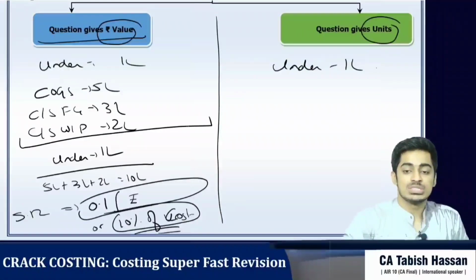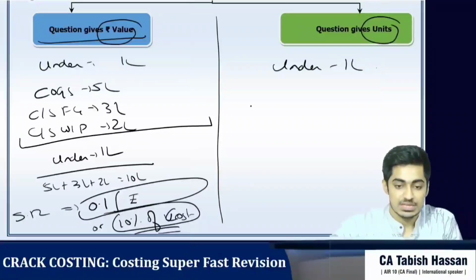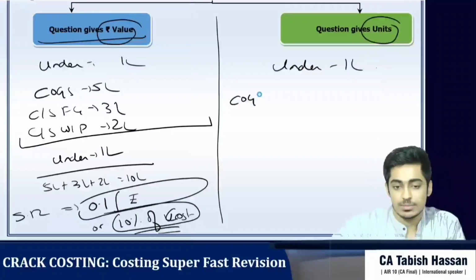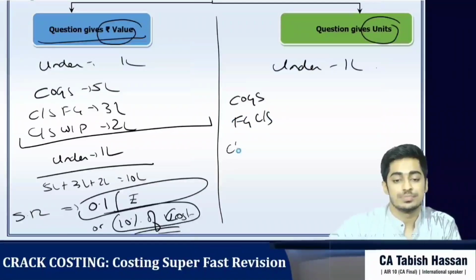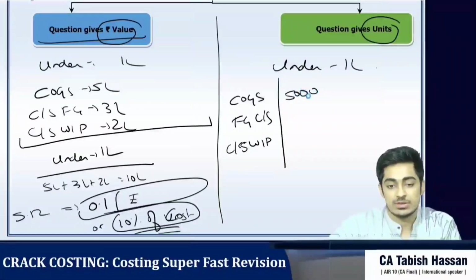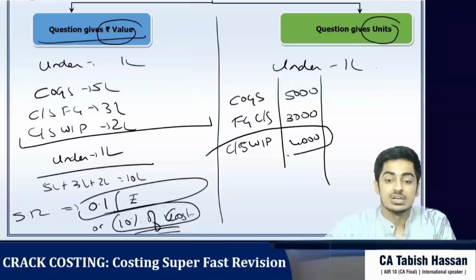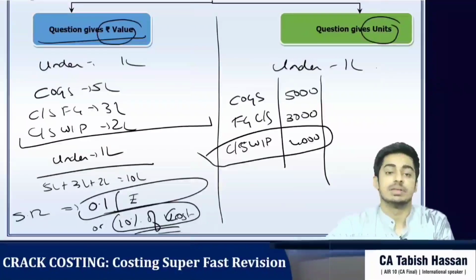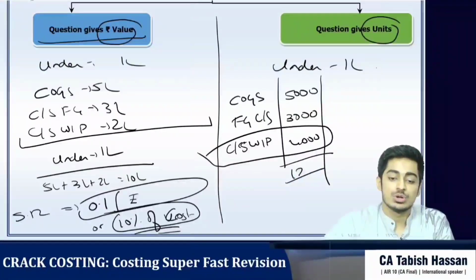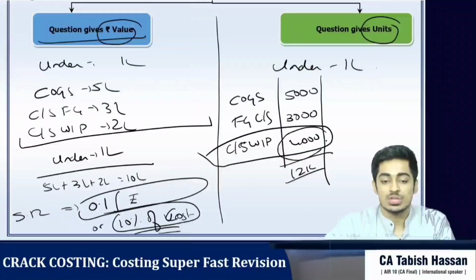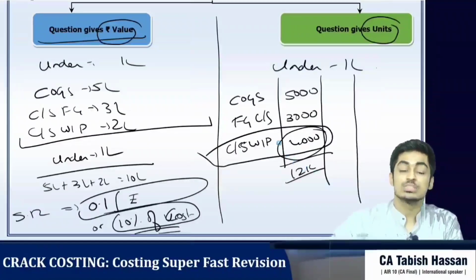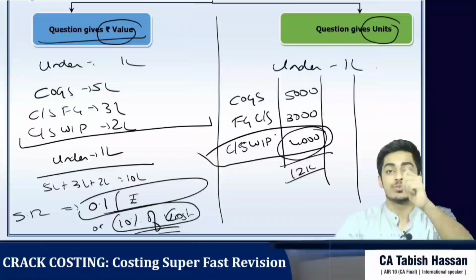If the question gives us the number of units, say for example, for cost of goods sold, that is finished goods sold, finished goods unsold, and work in progress, units are 5,000, 3,000, and 4,000. Here the catch is work in progress is not 100% complete. So we cannot take this total of 12,000 because work in progress is not complete. So what we do is we calculate the equivalent number of complete units.